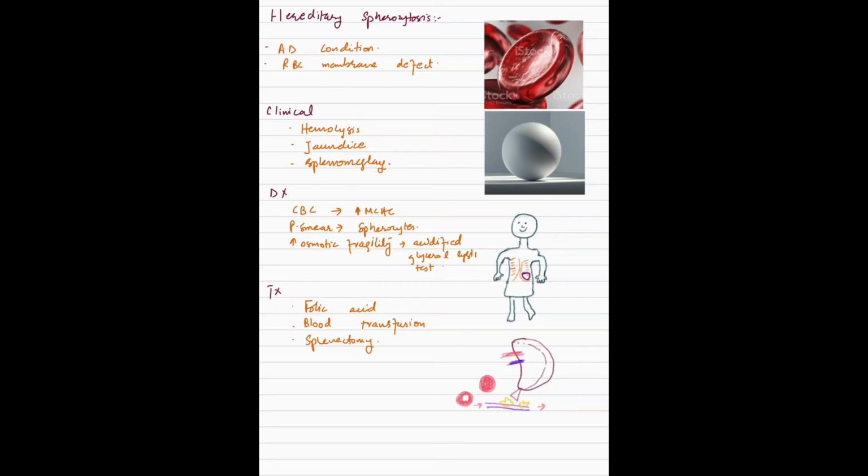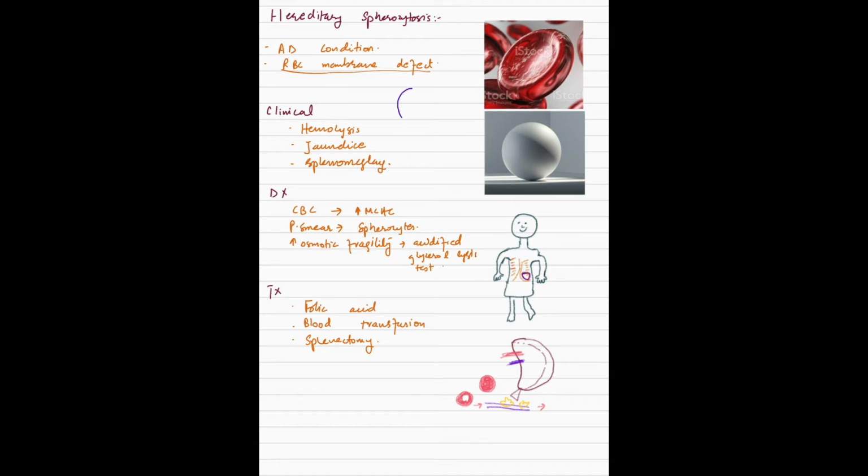So let's talk about hereditary spherocytosis. Hereditary spherocytosis is one of the causes of anemia, and it is an autosomal dominant condition that occurs because of an RBC membrane defect. So what does that mean?